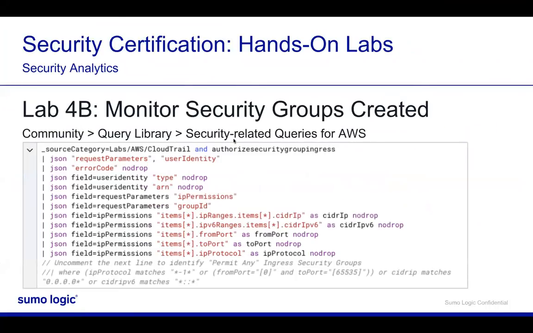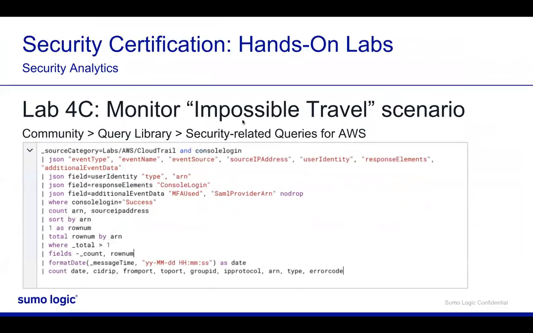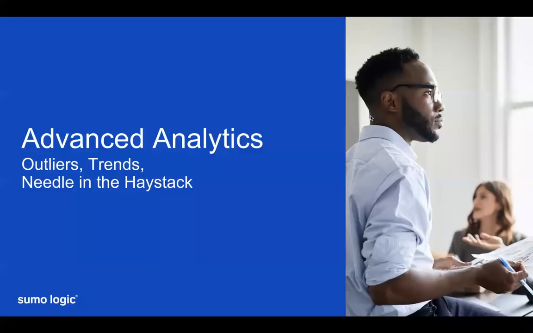This lab is having you go to the same post and do the monitoring of the security groups. And the third lab here is asking you to try the impossible travel scenario. So again, I would highly encourage you to try those labs because they're going to give you a lot of insight into what you can do in there.